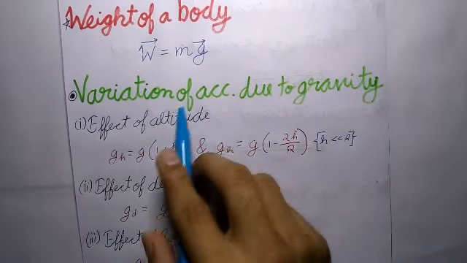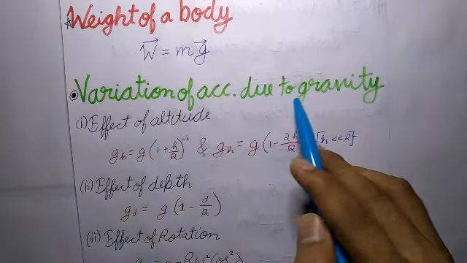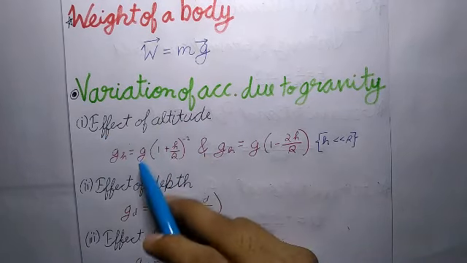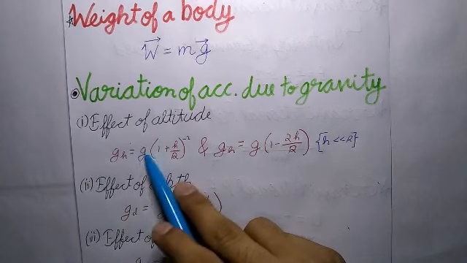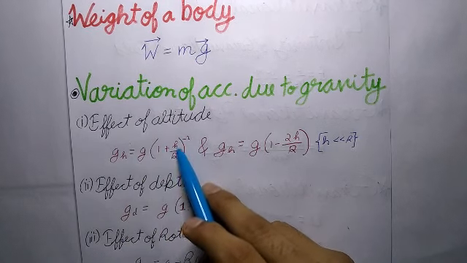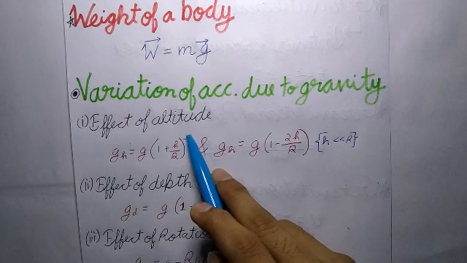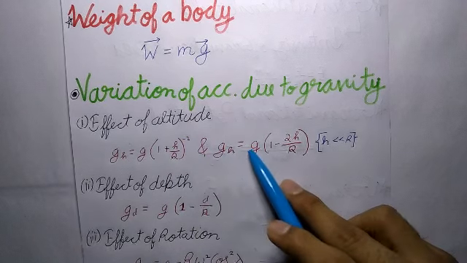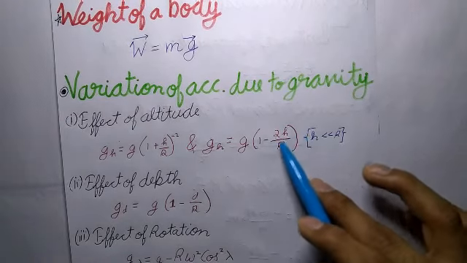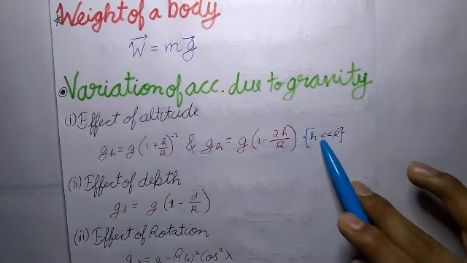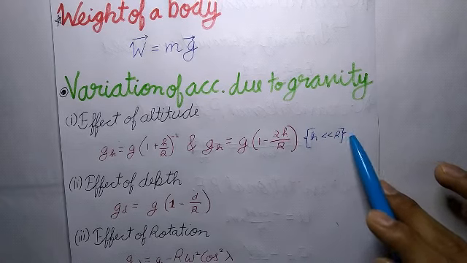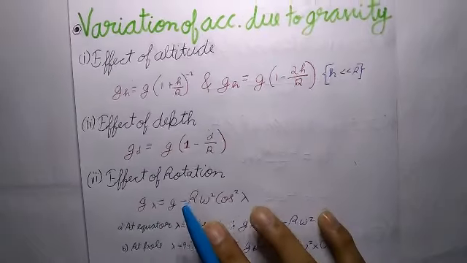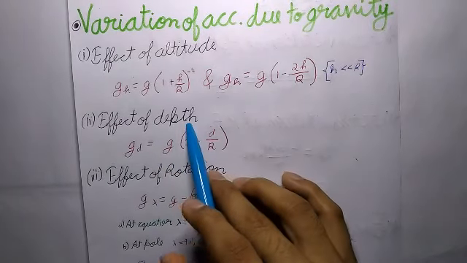Now, variation of acceleration due to gravity. First is effect of altitude. At height h, g_h equals g times (1 plus h upon R) to the power minus 2, and g_h equals g into (1 minus 2h upon R) when h is less than R. Clearly the value of g decreases with the increase in height. Second, effect of depth.